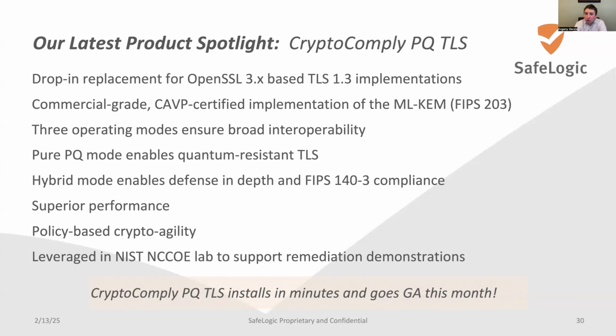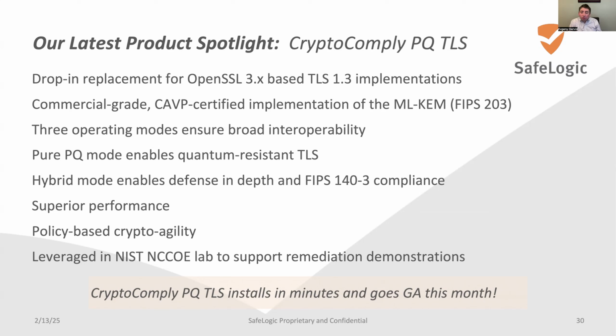I just wanted to tell you a few words about our latest product called CryptoComply PQ Post-Quantum TLS. It's a drop-in replacement for OpenSSL 3, which is very popular out there, a TLS 1.3 implementation. So it's used pretty extensively. Apache, Nginx, it's really all over the place. Again, we have a commercial grade implementation of this with CAVP certification for ML-KEM, like I just mentioned. You can use it in a pure PQ mode. You can use it in hybrid mode. So we don't make the choice for you. You can decide how you want to do it.